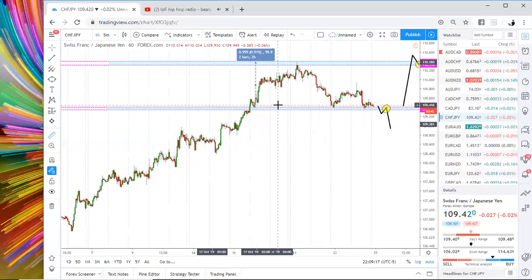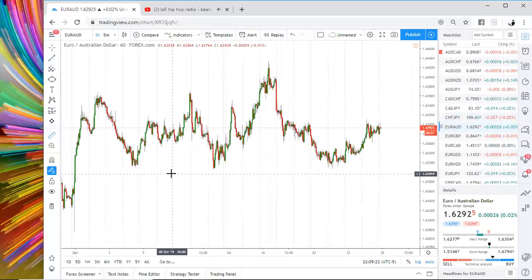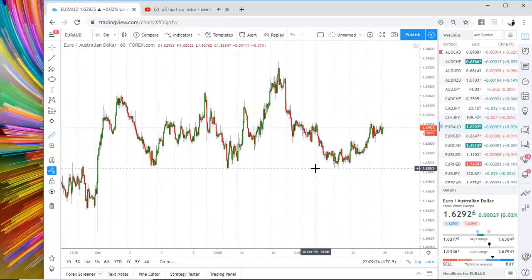Come on. Who's actually down to do this, though? Who's actually down to go on these charts and look at these currency pairs and mark them up the way that I'm doing it and wait for the moves to happen?